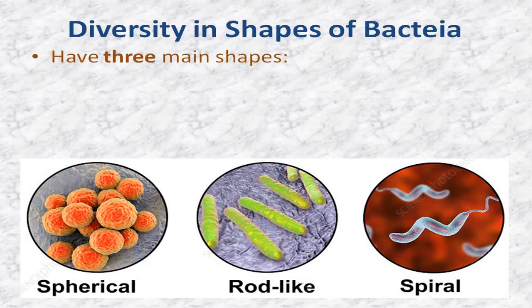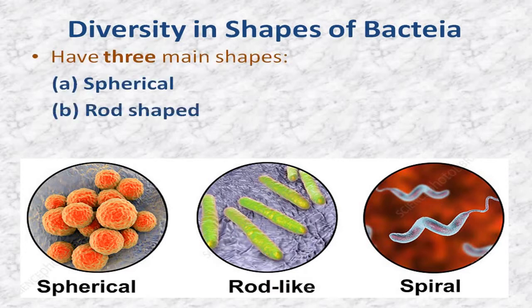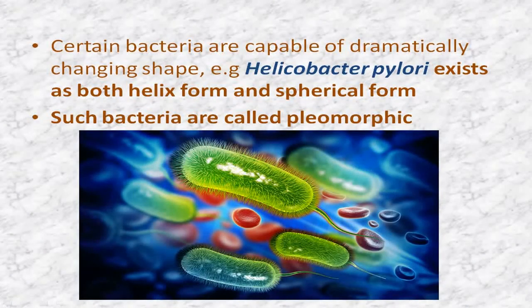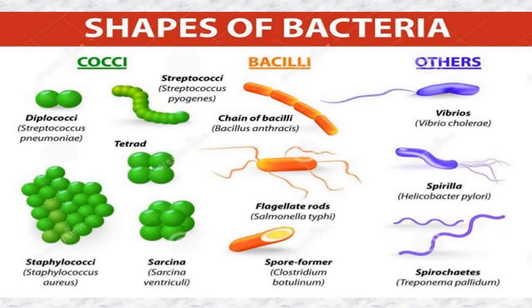Bacteria exist in three main shapes: spherical, rod-shaped, and spiral. But there are certain bacteria which are capable of changing their shape. They are called pleomorphic. For example, Helicobacter pylori can exist in two different forms, helix form and spherical form. So it is a pleomorphic type of bacteria. These are different shapes of bacteria. Spherical are cocci, rod shape is bacilli, comma shape is Vibrio, spiral shape is spirillum or spirochetes.